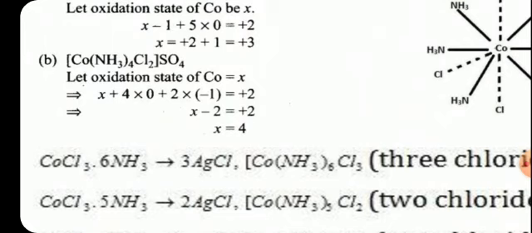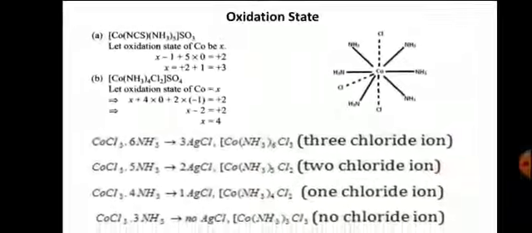So cobalt is X, ammonia is 0 as it's a neutral ligand, chloride is -1, Cl -1, and there are 2 chlorides, so 2 into -1 will be -2. When you calculate this, the central atom has +4 oxidation state.